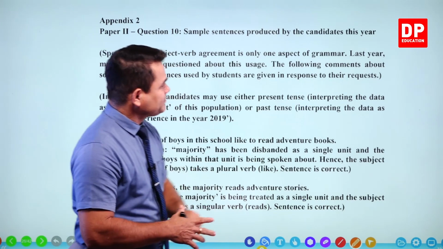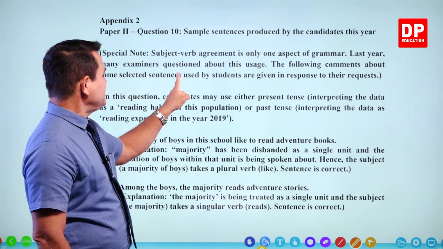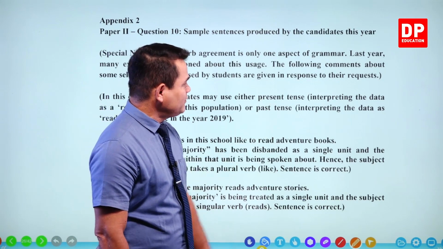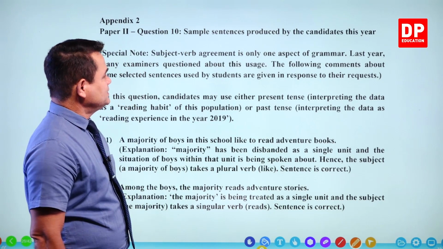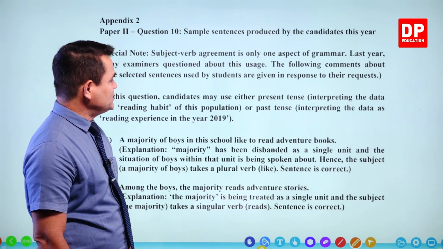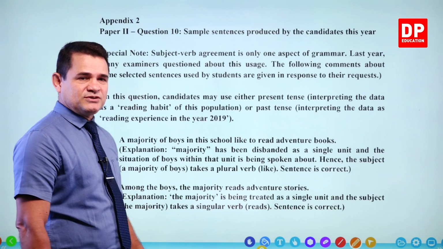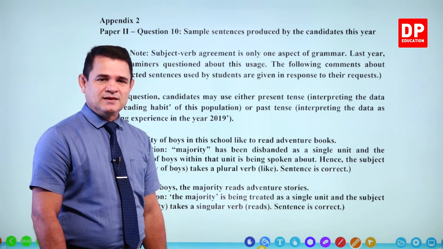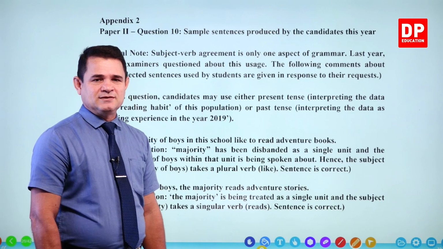And last year many examiners questioned this usage, right? The following comments about some selected sentences used by students are given in response to their questions. So even the examiners as well as the students had some problems, right?